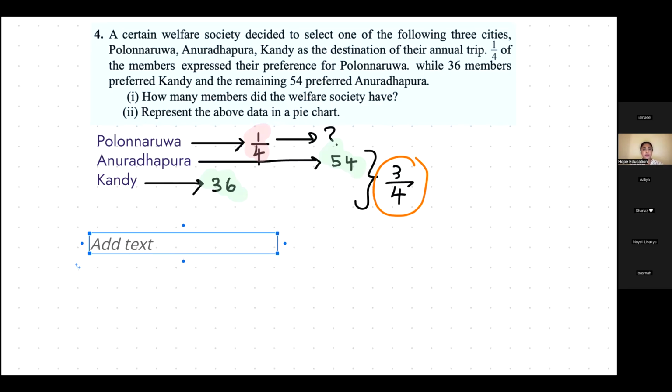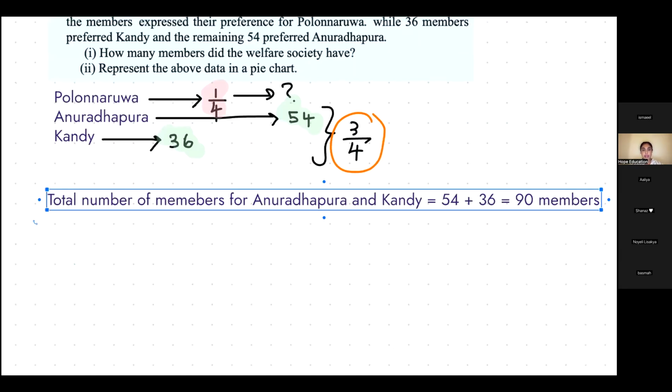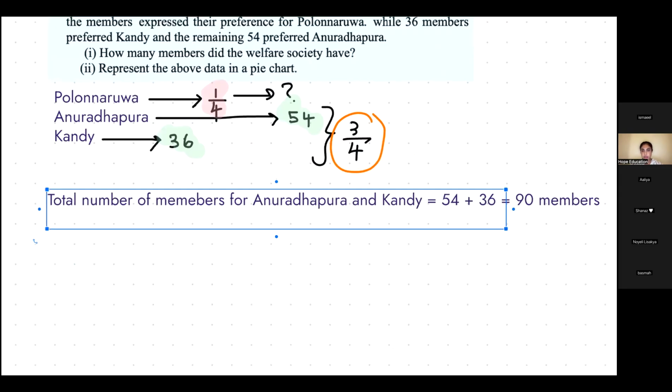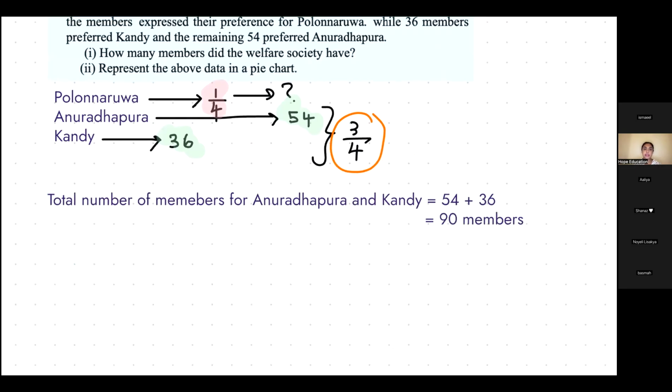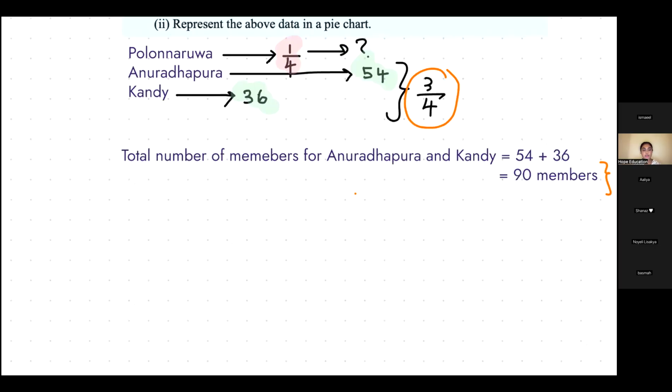Okay, so let's find the total number of members for Anuradhapura and Kandy. Anuradhapura, there's 54. Kandy, there's 36. 54 plus 36, we get 90 members. Right? That is the total number of members for Anuradhapura and Kandy. Alright. Now, this total number is represented by 3/4. Okay. So, I will write 3/4 is represented by 90 members.